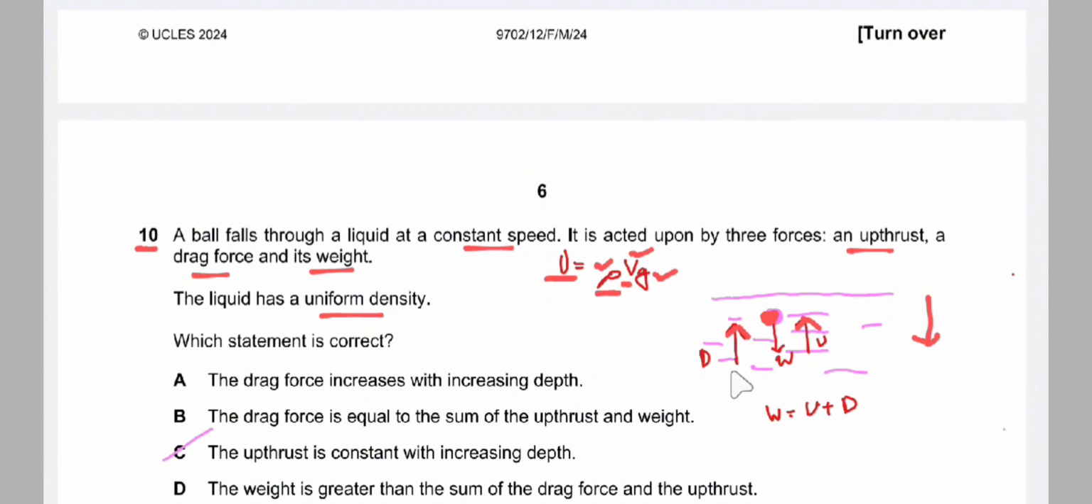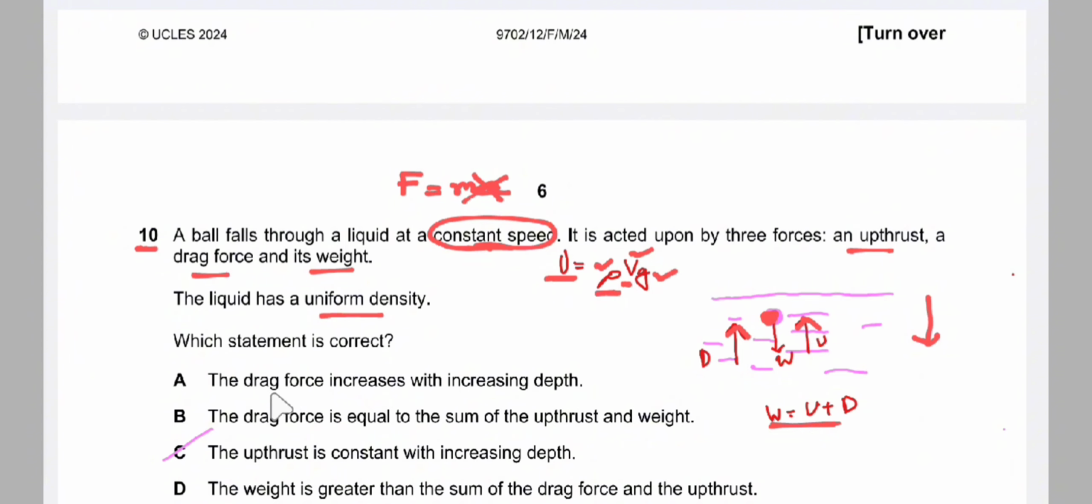So weight is the downward force, while upthrust and the drag force are both acting upward. So downward force is equal to upward force. And why are the forces equal? Because the object is moving at a constant speed, so there is no acceleration. Resultant force is equal to mass times acceleration. The speed is constant, therefore acceleration is 0, therefore the resultant force is 0. Since the resultant force is 0, the upward force is equal to the downward force. That is, weight is equal to upthrust plus drag force.